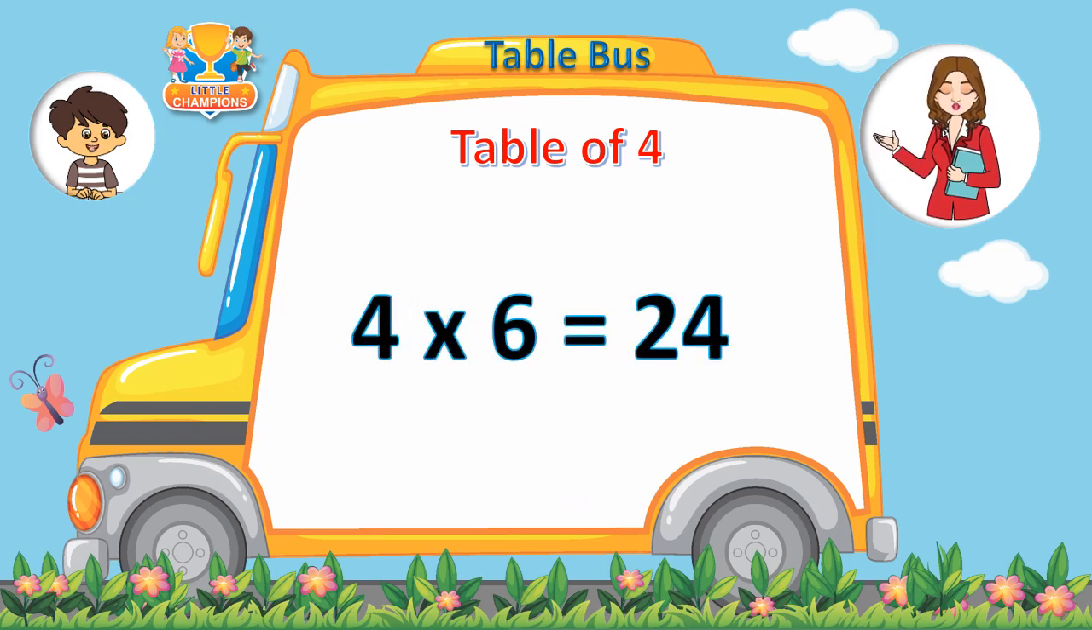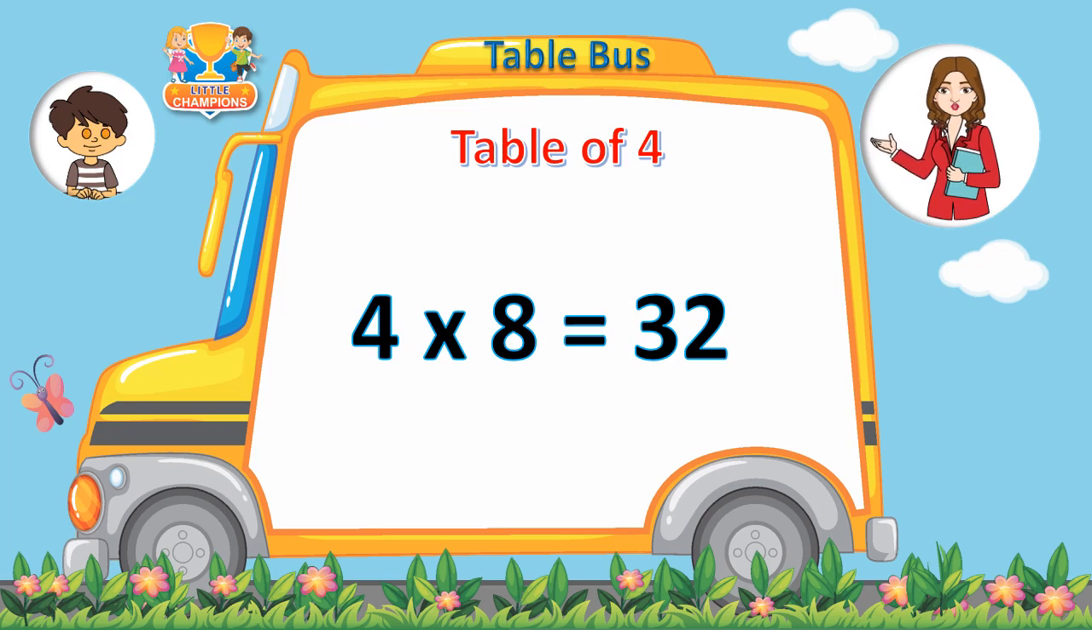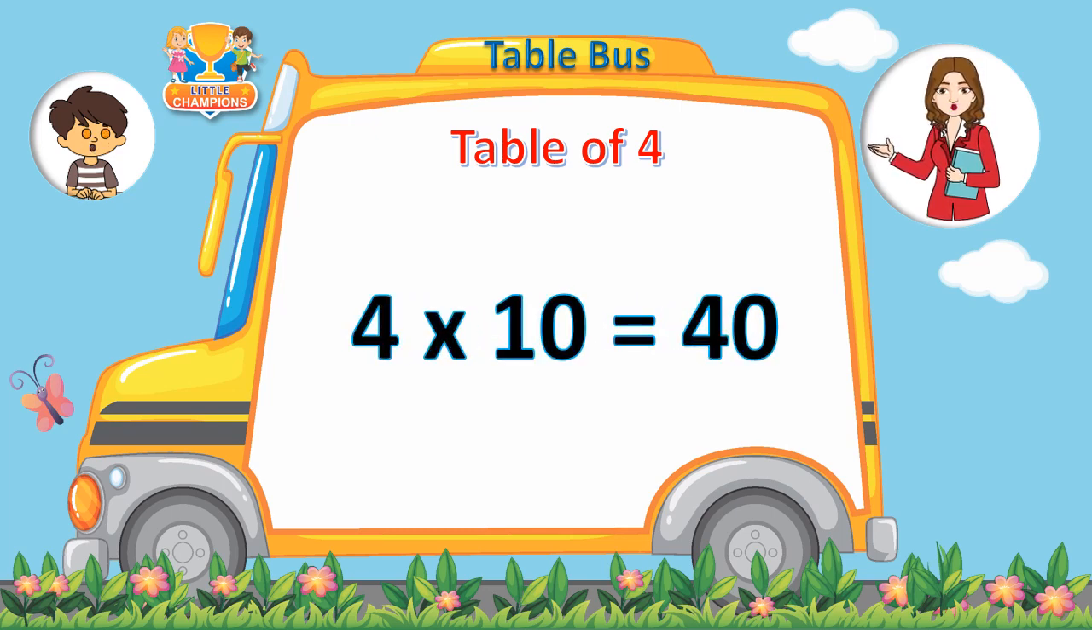Four sevens are 28. Four eights are 32. Four nines are 36. Four tens are 40.